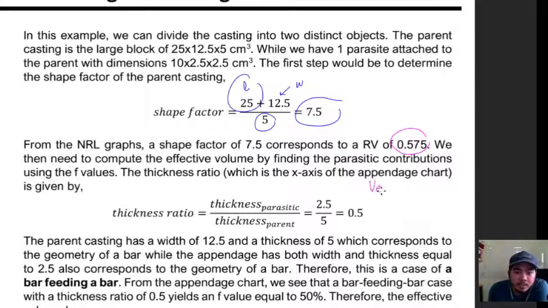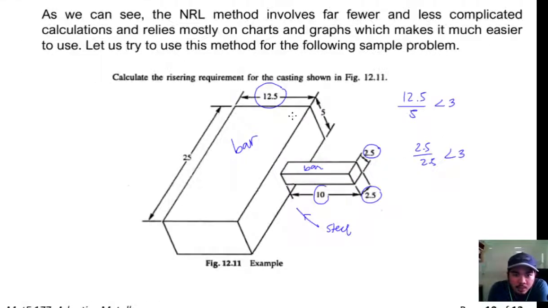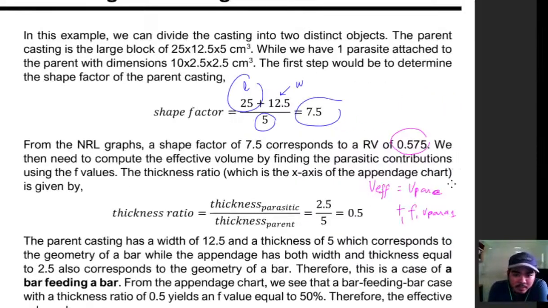So the effective volume of the casting, to find that, kailangan natin hanapin yung mga F values, no? Kasi again, the effective volume is equal to the volume of the parent plus yung F value ng parasitic. And in this case, isa lang naman yung parasitic natin, no? So, isa lang yung i-add natin doon sa effective volume. Okay? So, the thickness ratio of the parasitic to the parent is equal to 2.5 over 5 because if we remember, ito yung thickness ng parent, ito yung thickness ng parasite. So, that's 2.5 over 5, which gives us 0.5.